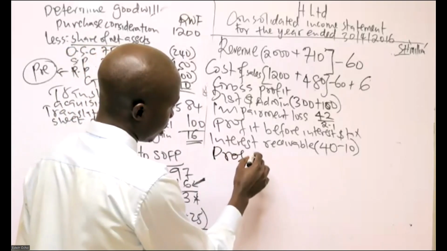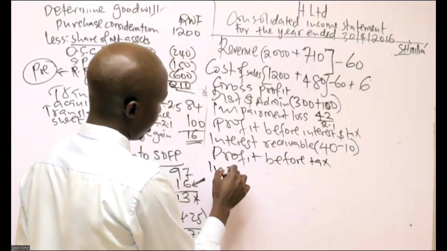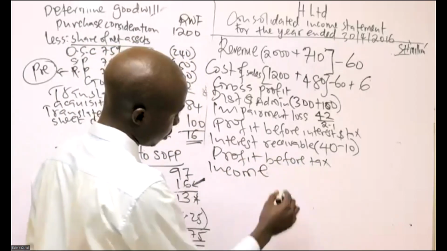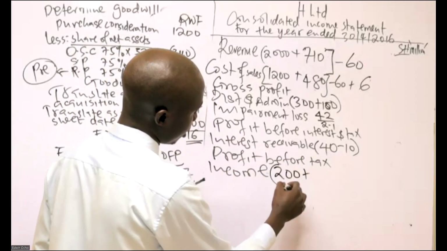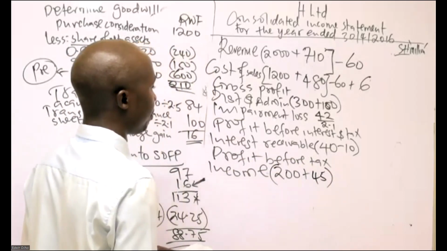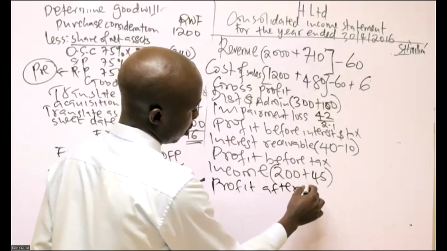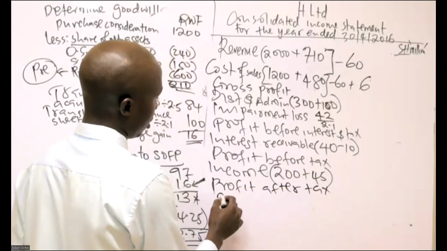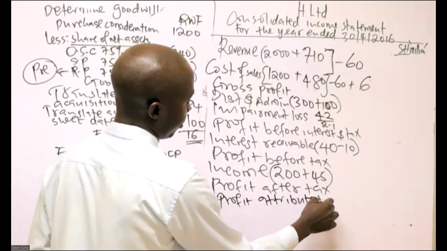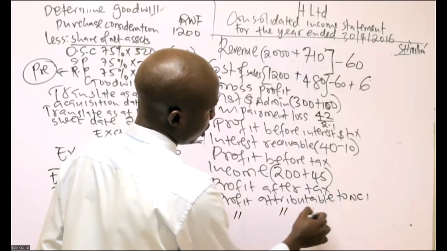Profit before tax, income tax, 200 plus 90 divided by 2, we got 45. So we have the profit after tax. And we have profit attributable to NCI. And the other one is attributable to parent.